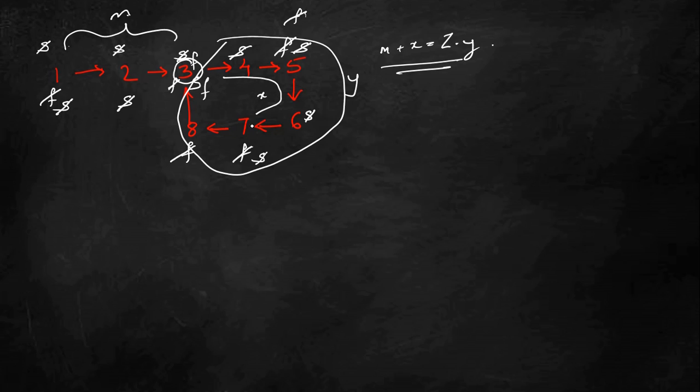And once that is met, we just need to reset the slow pointer and move both slow and fast at the same time, one node at a time. And when they meet again, that is the point where the actual loop started.